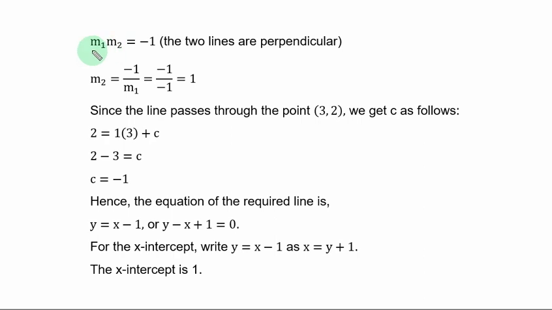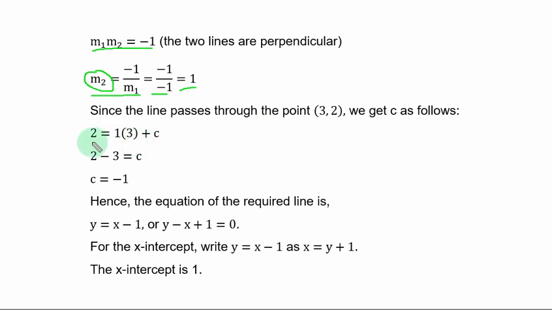So this is what you have here. We are interested in m2, so divide through by m1. You have this result. Now m1 is -1. If you divide -1 by -1, you have +1. So since the line passes through the point (3, 2), we get c as well.